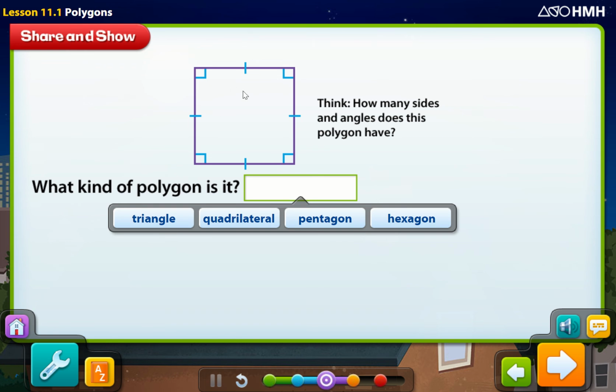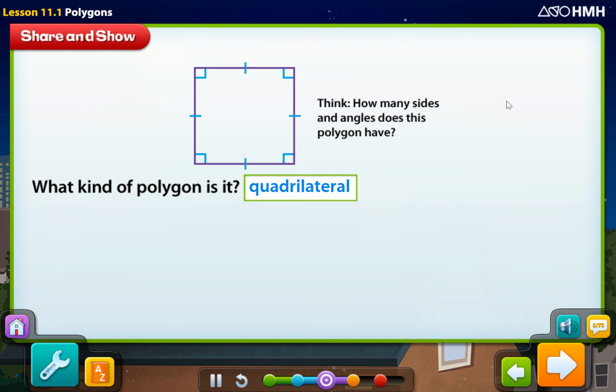So I know that this is a square. So let me click on square. It's not here. Okay, well, how about rectangle? I know for a fact it's a square, and I know it's a rectangle. But it's also a plane shape, and it's also a closed shape, and it's also a polygon. Oh, it's a quadrilateral. Quad means 4, and lateral means sides. Correct. It's a quadrilateral.